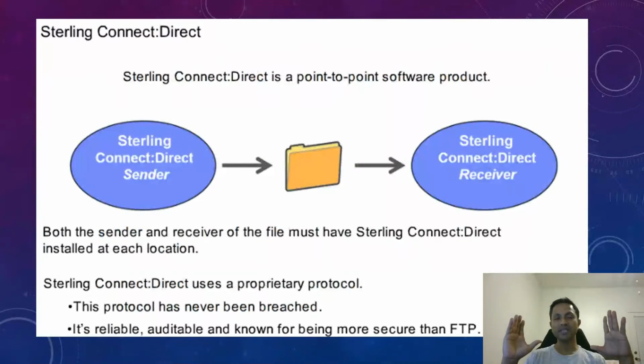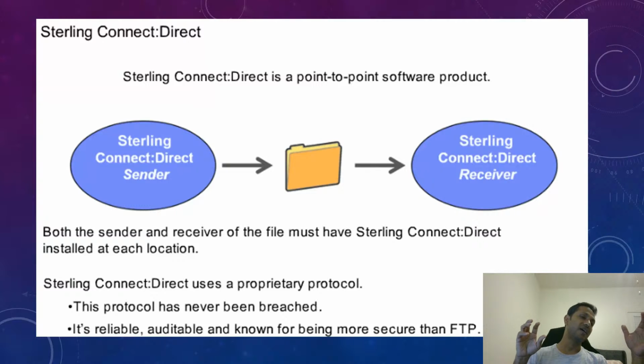Now, there are some considerations when it comes to Sterling Connect Direct implementation. As I mentioned, it's a point-to-point or peer-to-peer file transfer. So both on the sender side as well as on the receiver side, you need to have Sterling Connect Direct up and running, right? That is the prerequisite. It cannot be that one enterprise has Sterling Connect Direct, but the other doesn't and has something else. That cannot happen. So you will have to have a Sterling Connect Direct installation on both sides, right?